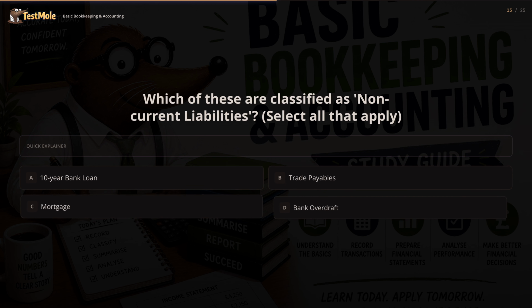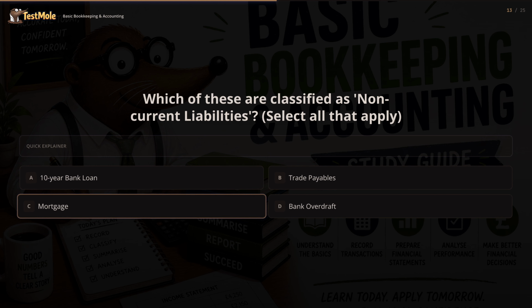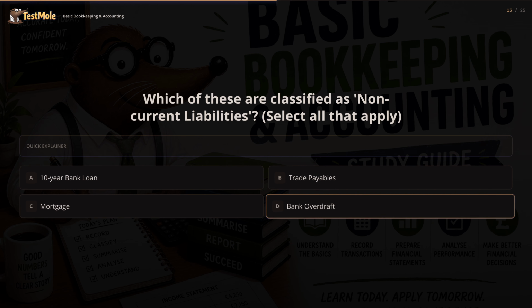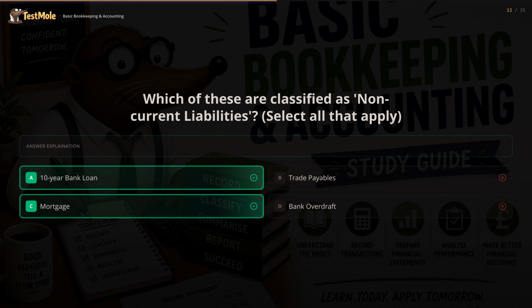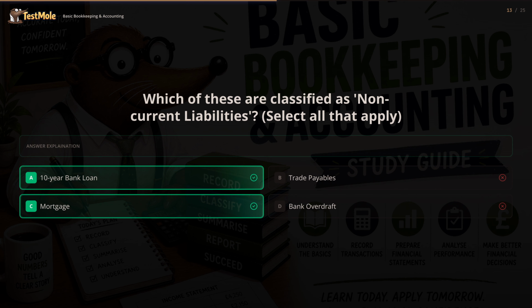The options are A. 10-year bank loan, B. Trade payables, C. Mortgage, D. Bank overdraft. The answer is A and C. A 10-year loan and a mortgage are long-term financial commitments exceeding 1 year. Trade payables and bank overdrafts are short-term obligations and are classified as current liabilities.